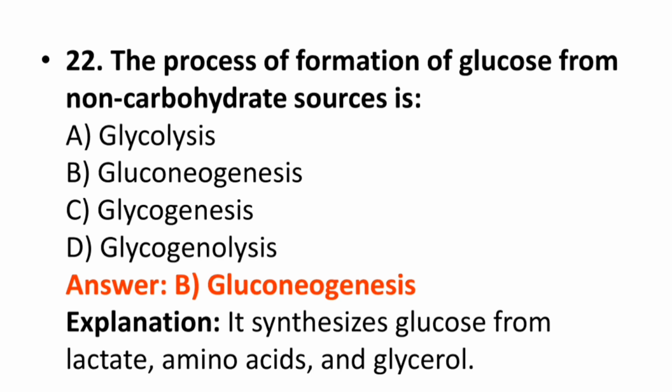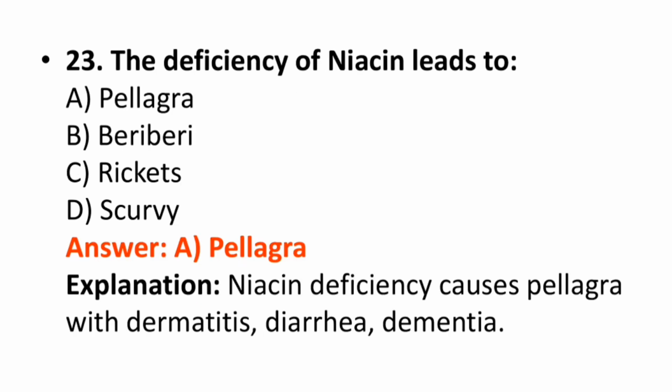The process of formation of glucose from non-carbohydrate sources is option A, glycolysis, option B, gluconeogenesis, option C, glycogenolysis, option D, glycogenolysis. The correct answer is option B, gluconeogenesis. It synthesizes glucose from lactate, amino acids and glycerol. The process of formation of glucose from non-carbohydrate sources is gluconeogenesis.